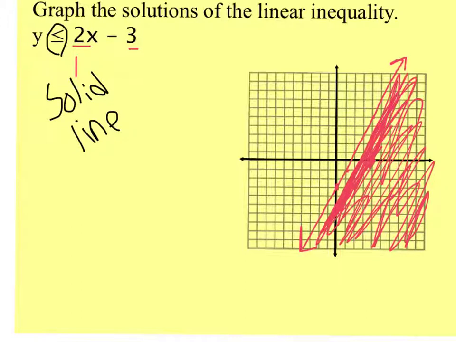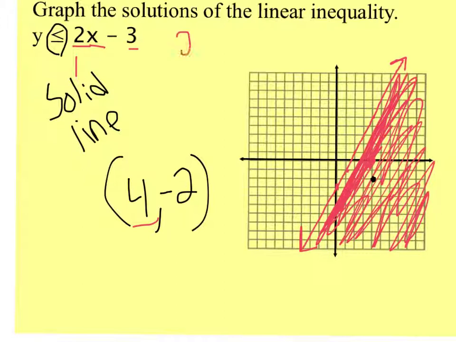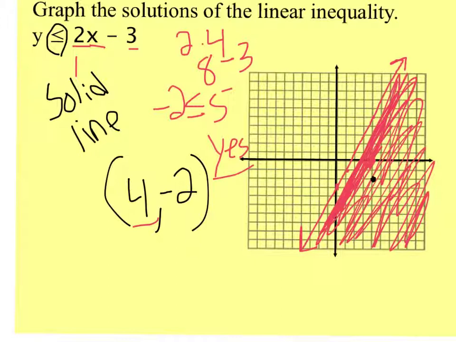And it says to check a point. That's important. So I'm going to check, how about right here? That would be 1, 2, 3, 4, negative 2. So 4, negative 2. I'm going to take the 4 and put it right there. 2 multiplied by 4 is 8. 8 minus 3 is 5. Is 5 greater than or equal to negative 2? Well, yes, it is. So I checked it, and it worked.